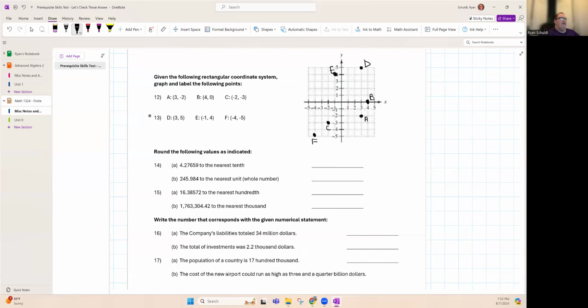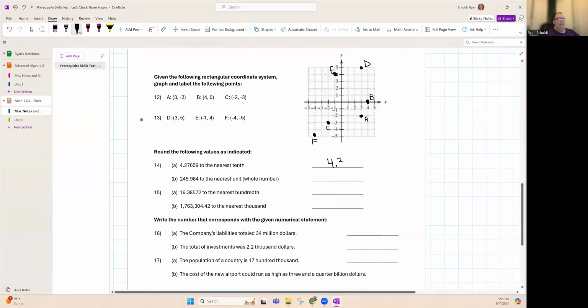Okay, 14 and 15, you're rounding numbers as indicated. 14, round to the nearest 10th. The nearest 10th would be 4.3. On part B, round to the nearest unit, which means the nearest whole number. So that would be 246. 15, round to the nearest hundredth. So 2 decimal places. 16.39.